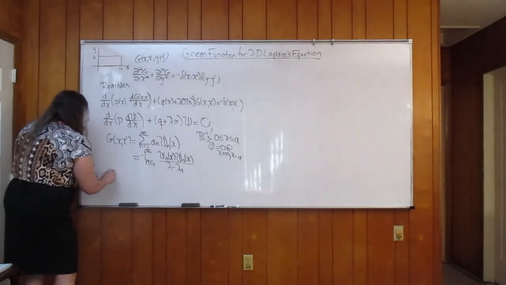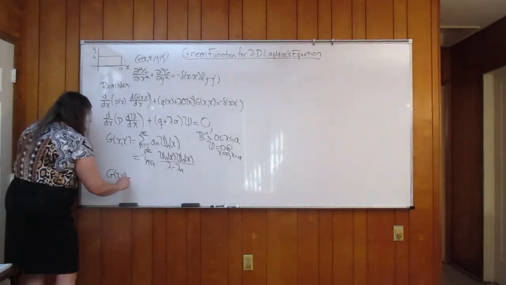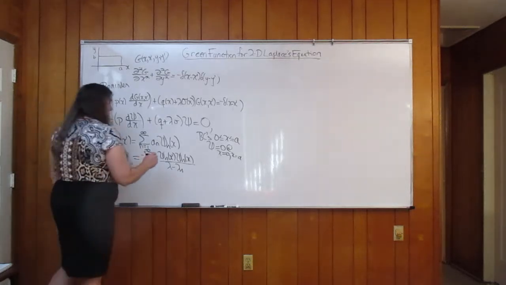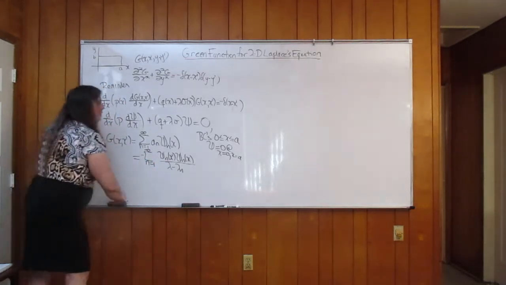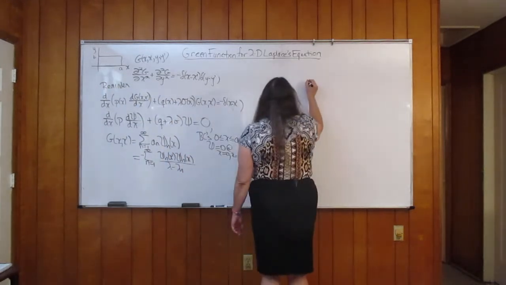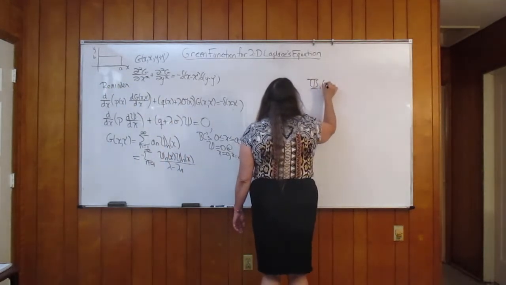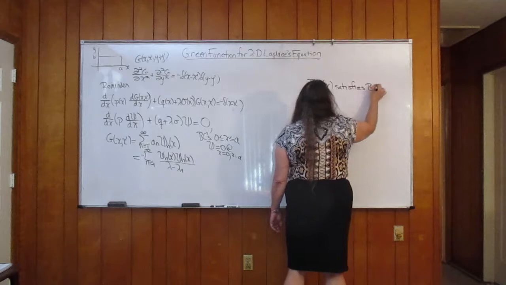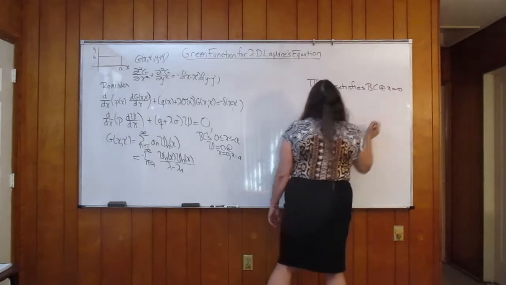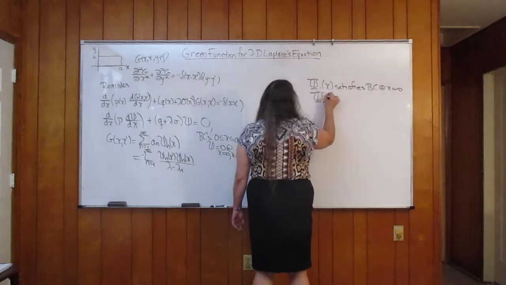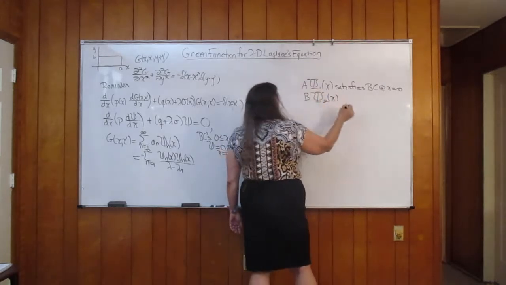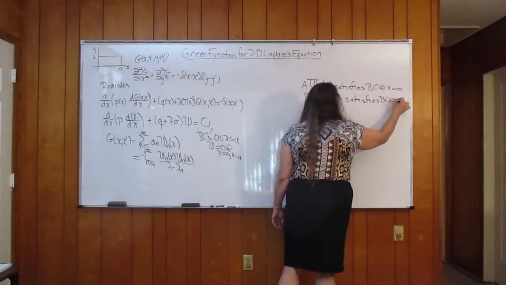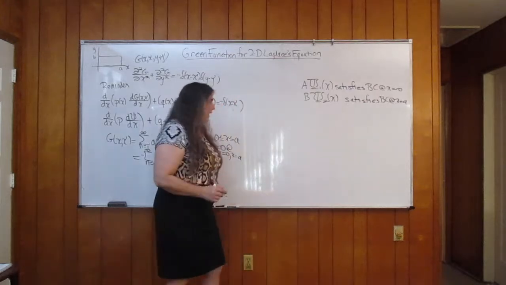Now, another way to write the Green's function is to say, well, okay, I've got two solutions, and one of the solutions satisfies the boundary condition at x equals 0, and the second solution, and there are some constants out in front, satisfies the boundary condition at x equals a.